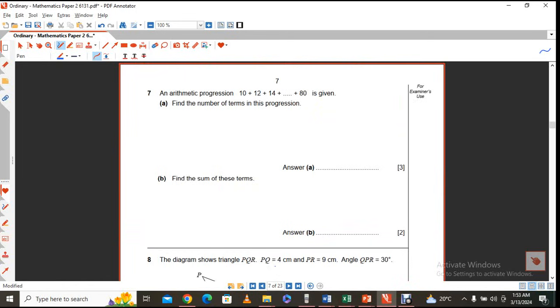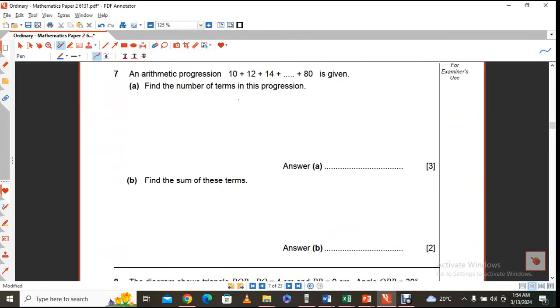Question 7. This is again bringing you back to geometric, or in this particular case, arithmetic progression. So you have got a sequence there, and you're told, very important, that this is an AP, or arithmetic progression.